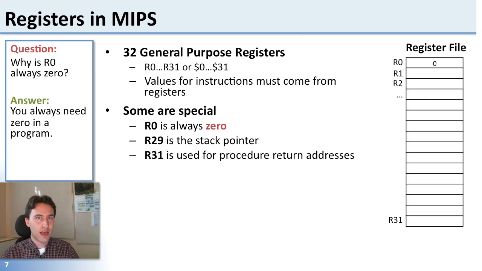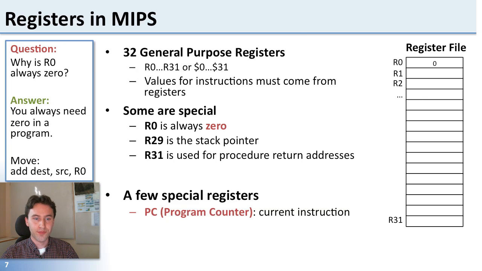So MIPS doesn't have a move instruction. Instead, if you want to move from one register to another, you use an add and you add 0. So if I want to move from a different register, I simply add 0 to the value I want to move and store it in the new location. So this makes having a hard-coded 0 very convenient.